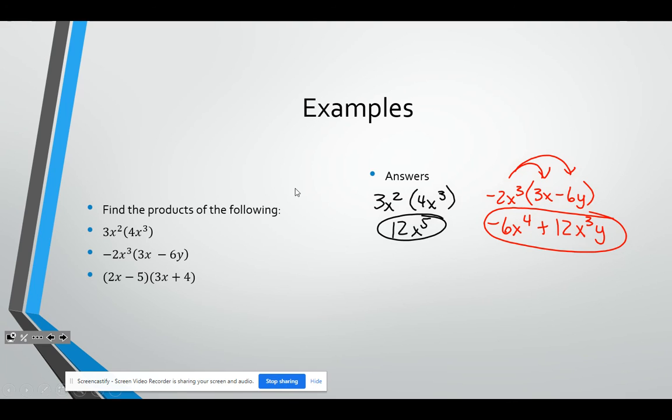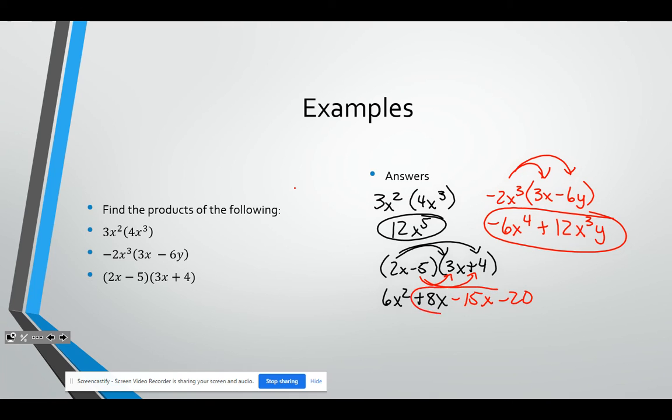The third one, we're going to, again, double distribute because we only have 2 to distribute here. So I have 2x minus 5 and 3x plus 4. I'm going to distribute the 2x first. That gives me 6x squared plus 8x, and then I'll distribute the -5 to both. So now I have minus 15x minus 20. Combine the two like terms in the middle. Typically, those like terms are going to be in the middle for you, but be careful if they're not. We end up with 6x squared minus 7x minus 20.